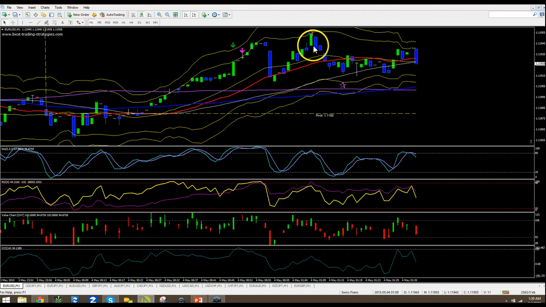We didn't add a TTM linear regression channel, but you can see this is a bit of an uptrend, so you probably would have stayed out of this trade altogether anyways. 1, 2, 3, 4, that's a loser. And it looks a little fakey too because it's on a doji.